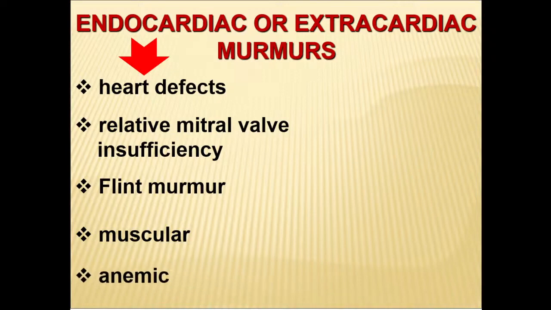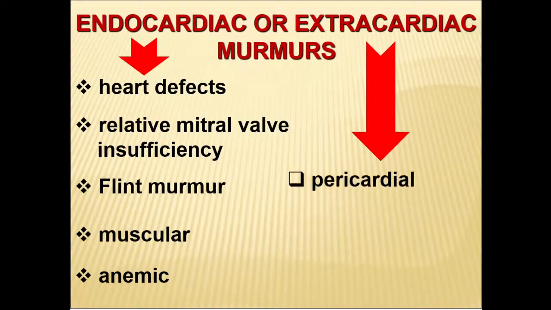And an anemic murmur may be heard over all auscultative points, over the heart points, when we are talking about its endocardiac mechanism, and sometimes over peripheral vessels. It will be assessed as an extracardiac murmur.